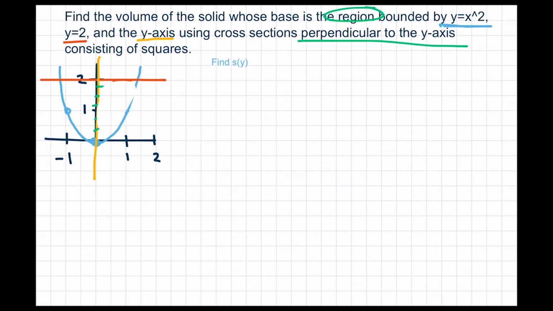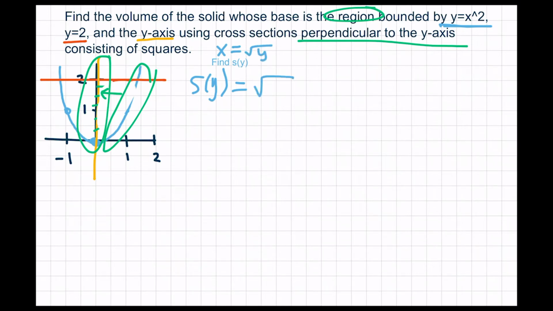So now we need to find what s of y is. So the base is the region bounded by these 3 lines. And to find the region bounded, that means s of y goes from x equals square root of y to the y-axis. So your s of y is the graph of square root of y across to the y-axis, so therefore it is square root of y minus 0, which is just square root of y.